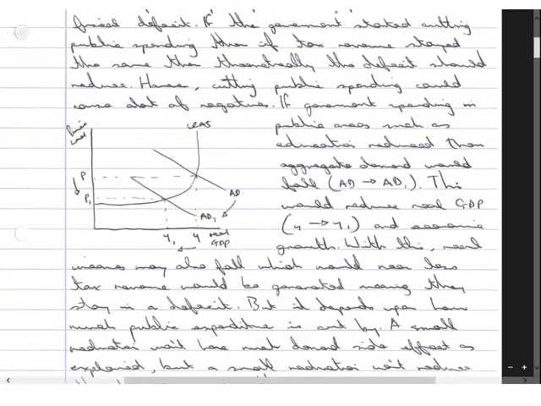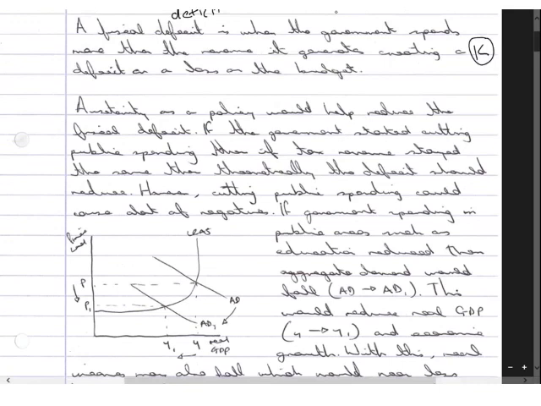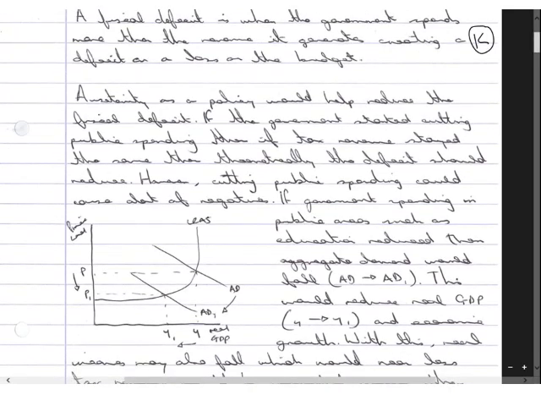Then austerity as a policy would help reduce the fiscal deficit if the government started cutting public spending. Then if tax revenue stayed the same, then theoretically the deficit should reduce. So we've got an explanation of how that would happen here.